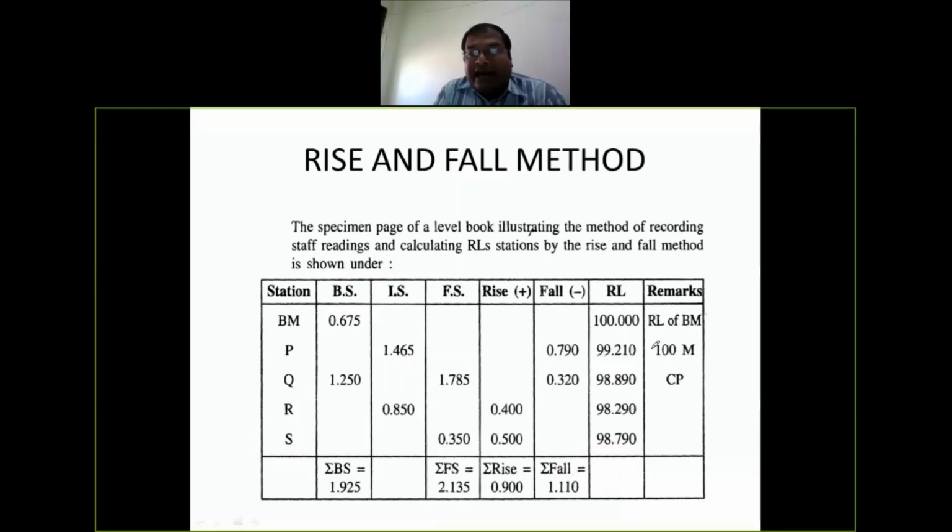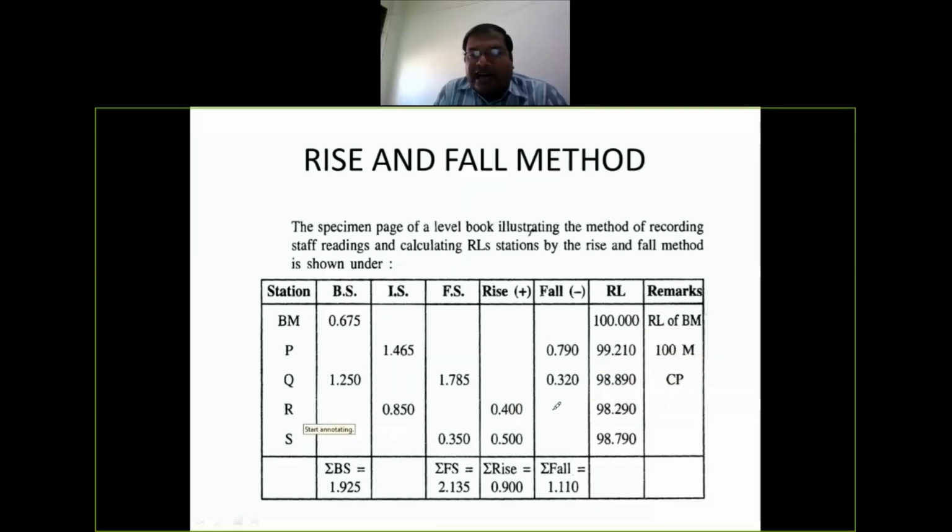And how do you calculate RL? Simple one. You know the RL of this particular point. Now, if you want to calculate the RL of this particular point P, you have 0.790, actually it is a minus value. So you have to simply deduct 0.790 from 100. You will get 99.210. Then if you want to find the RL of this particular point Q, this 0.320 value is again a negative value. So you have to deduct this value from this RL, not from 100, from this RL. So you will get 98.890.